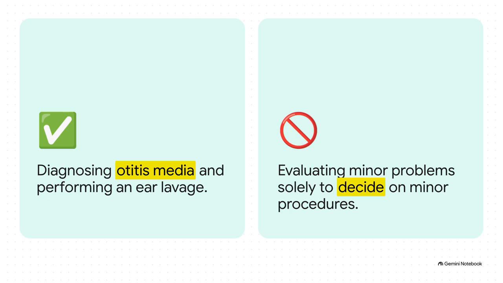But on the flip side, if the encounter was just you taking a quick look at a minor problem, like a skin tag, solely to decide whether or not to snip it off, that E&M is already built into the minor procedure code. You cannot just slap modifier 25 on there just for deciding to do the procedure.